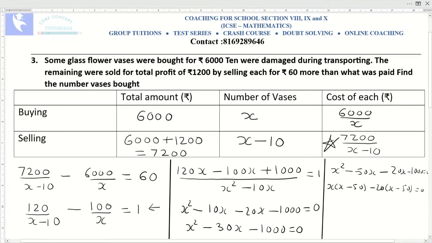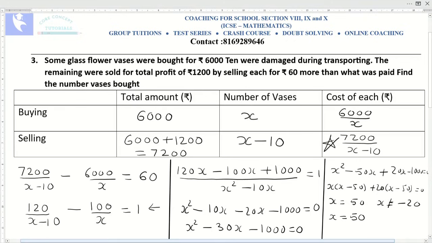One mistake is here, students, this will be plus. Plus and minus is minus, so this will be plus. So the value for x is equal to 50 and the value for x will be minus 20. The number of vases cannot be negative. So the number of vases bought, x, is equal to 50. I hope this is clear students. You will practice these kinds of sums more.